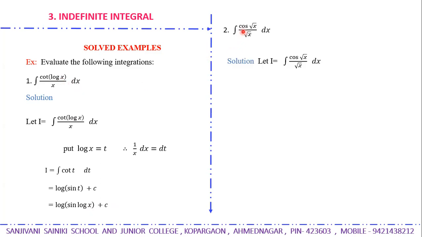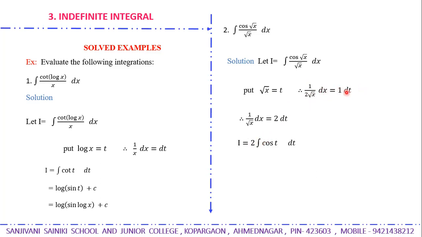Now look at this function cos of root x. Now cos of root x is a composite function. You can think of it that way also. We cannot integrate the composite function directly. We don't have any formula. So we have to simplify the composite function to get the standard function. So I have to put root x is equal to t. So you get 1 upon 2 root x dx is equal to dt. So 1 upon root x dx is equal to 2 dt.